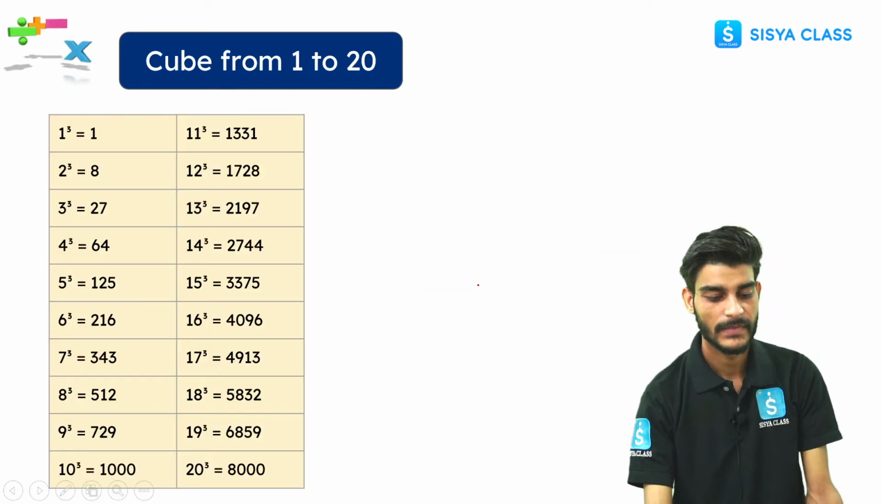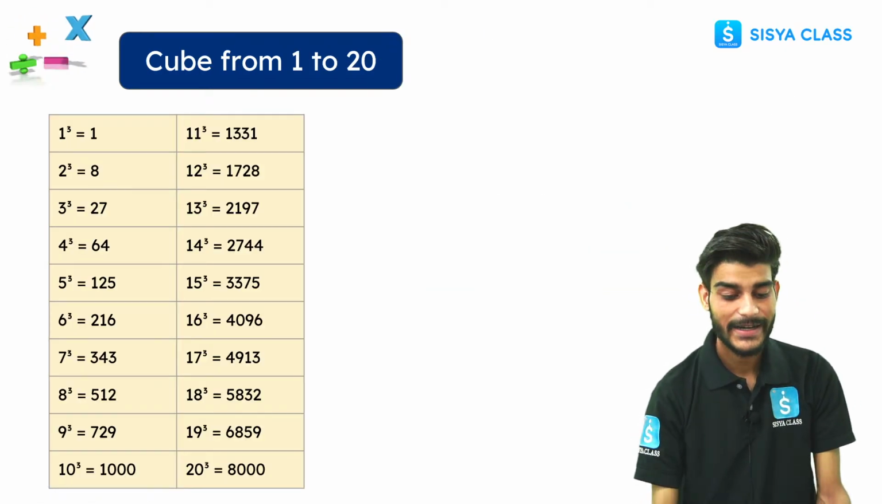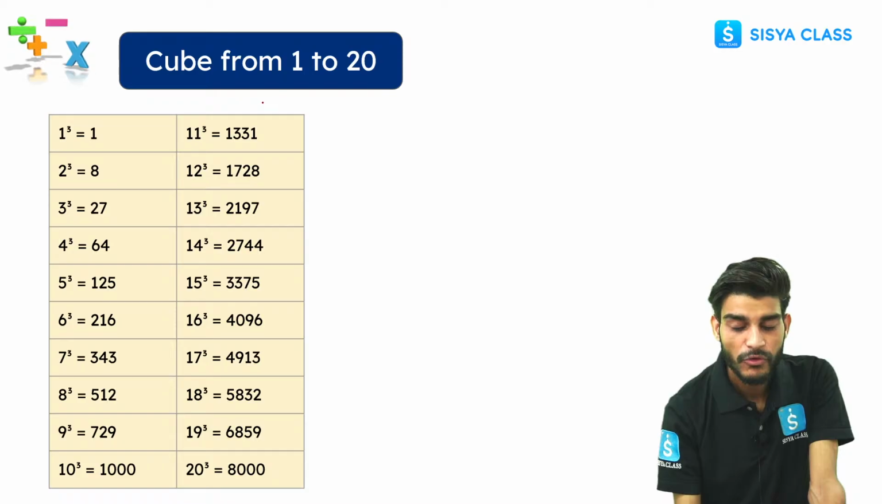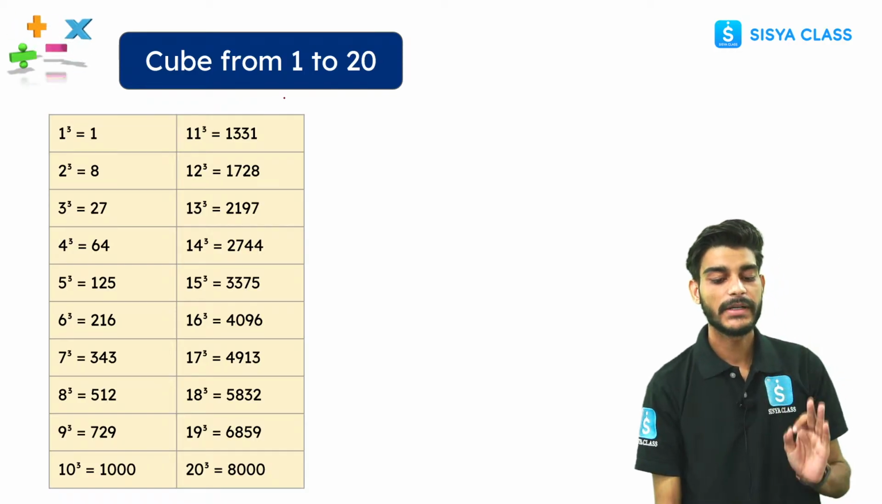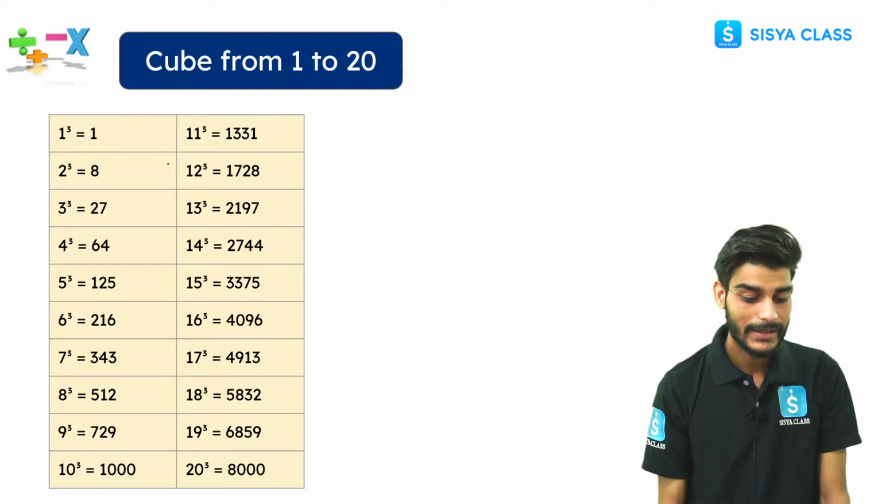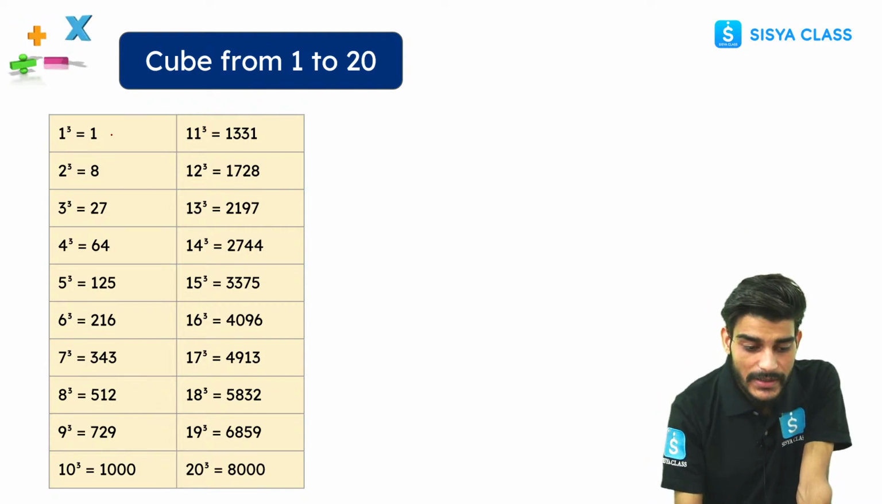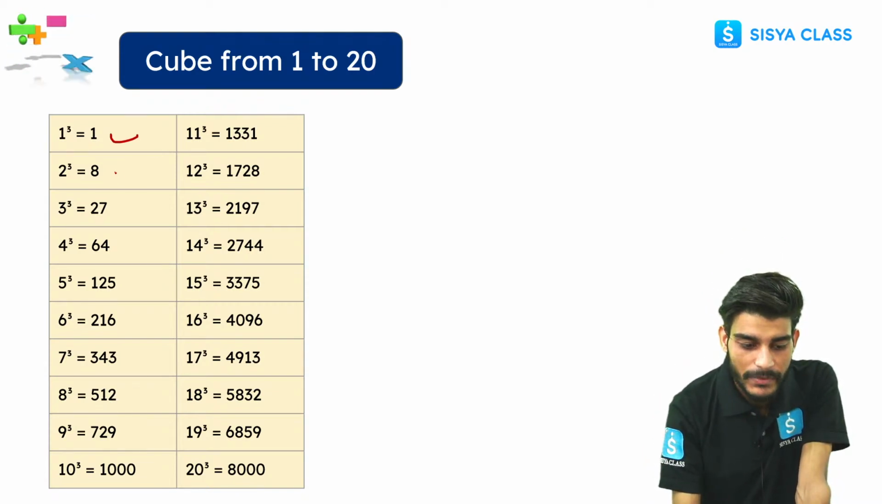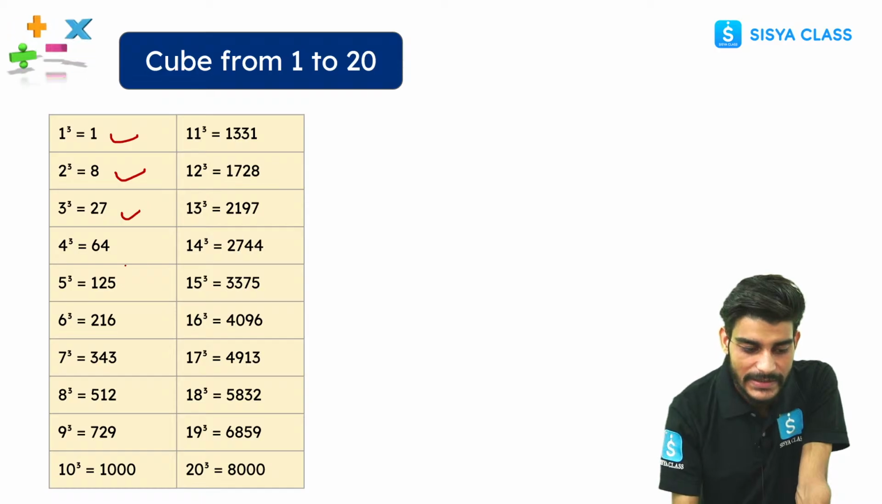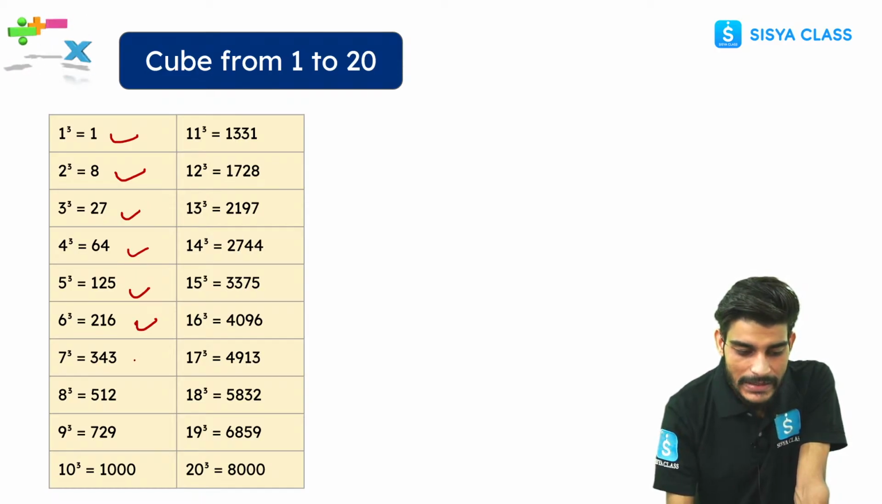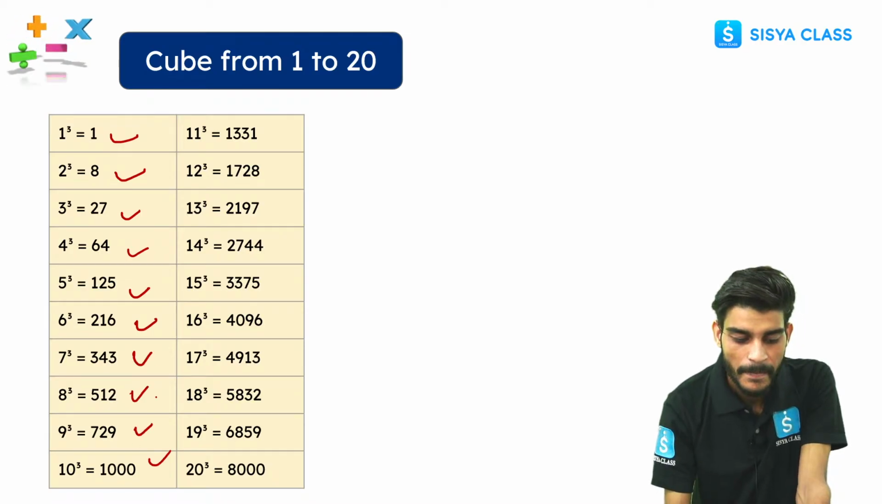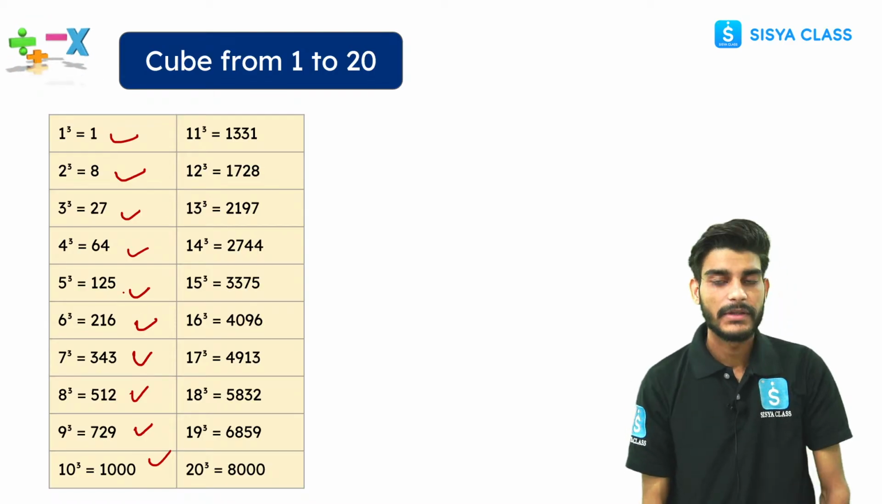Okay. So first and foremost, before solving any questions, you have to remember cubes from 1 to 20. Now, इतने cube तो आपको आने ही चाहिए 1 से 20 तक. 1 cube is 1, 2 cube is 8, 3 cube is 27, 4 cube is 64, 5 cube 125, 6 cube 216, 7 cube 343, 8 cube 512, 9 cube 729, 10 cube 1000. इतने सबको याद होते हैं 1 to 10.